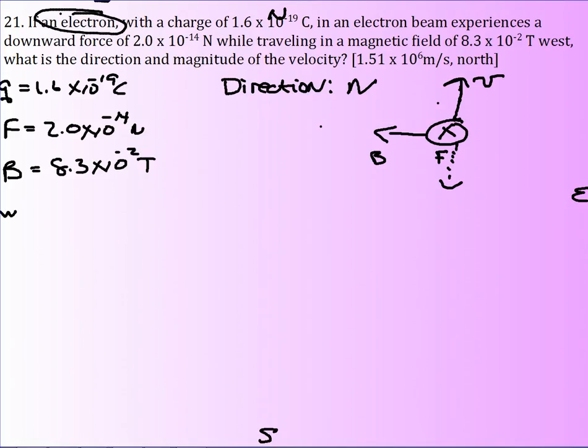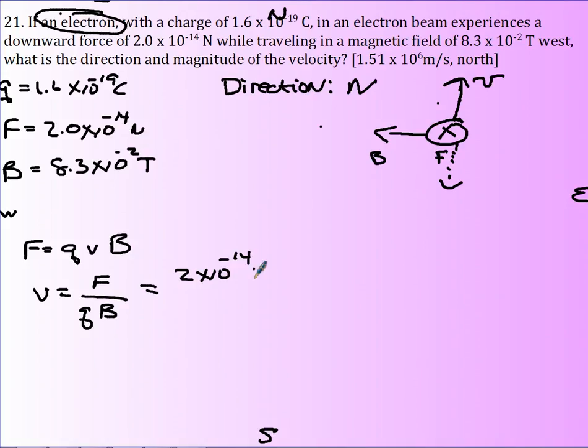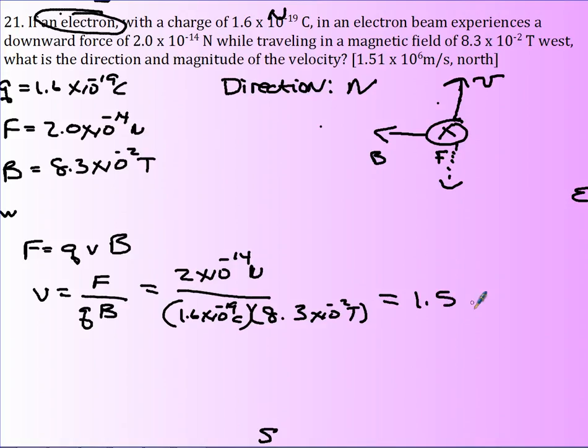Now let's find V. F is QVB. So the velocity is the force divided by the charge times the magnetic field. So this is 2 times 10 to the negative 14 newtons divided by the charge, which is 1.6 times 10 to the negative 19. You see how I'm not putting the sign in? Because we're finding out the direction with our thumb, with our hands. 8.3 times 10 to the negative 2 Teslas. And we get 1.51 times 10 to the 6 meters per second. And then we know our direction is north.